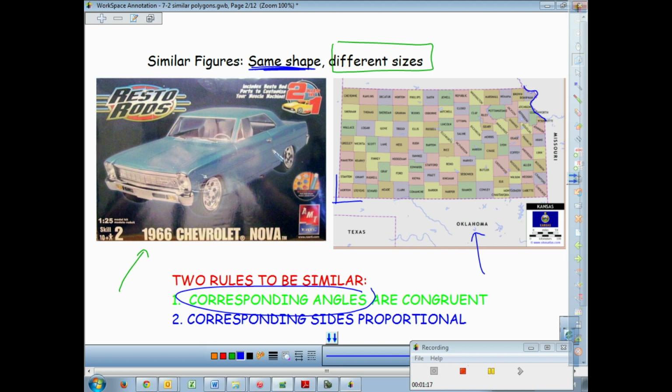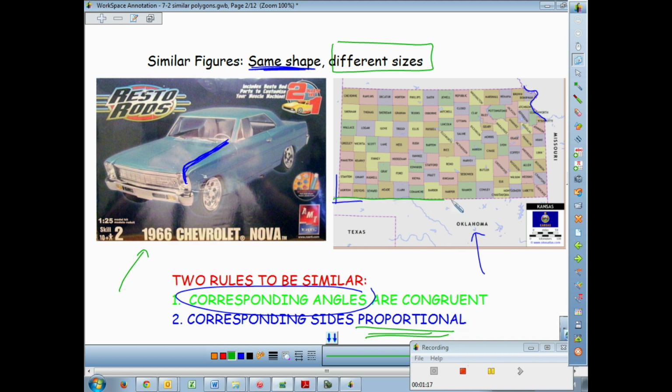If this is a 1966 Nova, shouldn't whatever curve this fender makes be exactly the same as the curvature of that fender in real life? You get what I'm saying about the angles that correspond to each other. This fender better correspond to the real fender in real life, the angles on that. Make sense? But the corresponding sides cannot be the same as each other. They just have to be what we call proportional to each other.